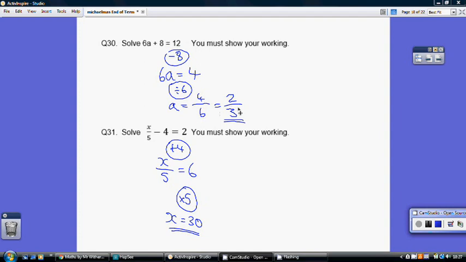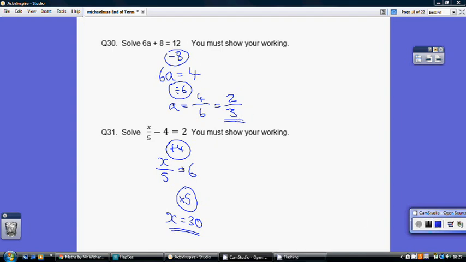Now do remember to leave your answers as fractions. Do not start turning these into decimals. There is no need, and you may get it the wrong way round, and you may lose some accuracy. Okay, so 2/3 is a perfectly acceptable, in fact the preferred answer.